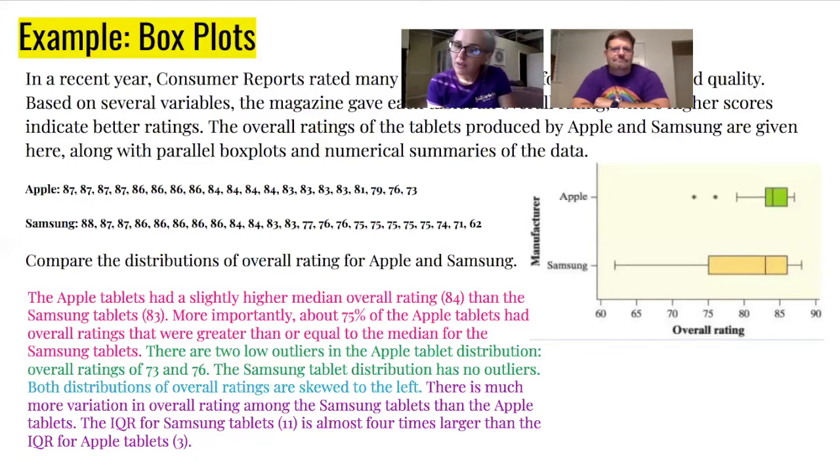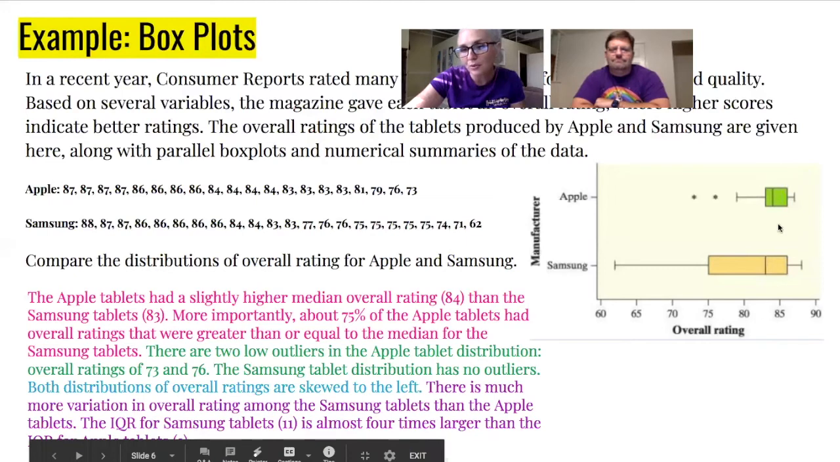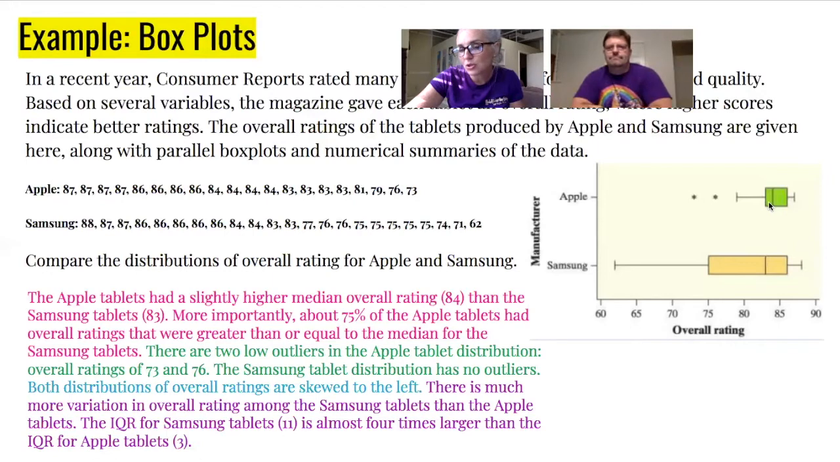So you could follow that up with the fact that if you look at the graph of the Apple ratings, 75%, or these two halves of the box and the right whisker, are all above the median of the Samsung. So you might want to say something like, more importantly, about 75% of the Apple tablets had an overall rating that was greater than or equal to the median of the Samsung tablet. Now you've got a comparison that makes people want to buy an Apple tablet.